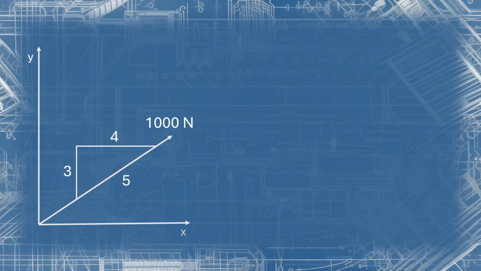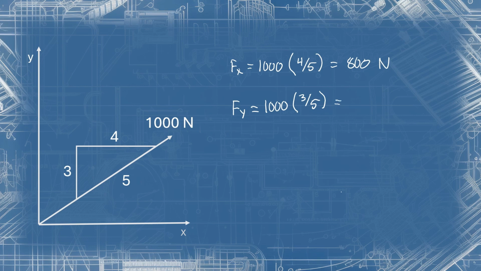So this is a different vector, different magnitude, and the triangle is flipped, as you can see. I'll just show you how quickly we can do this. We can find Fx right away equals the hypotenuse, which is 1000, times, we're in the x direction, so we're interested in this one and this one, 4/5 equals 800 newtons. And Fy similarly is 1000 times 3/5 equals 600 newtons. So there we have our answers.